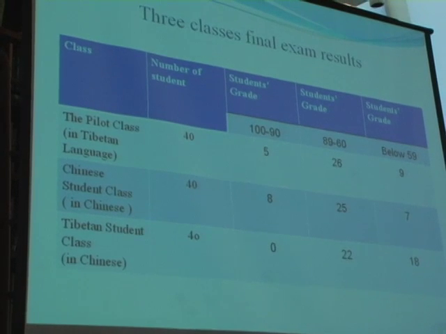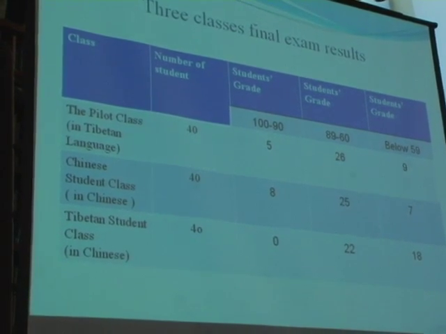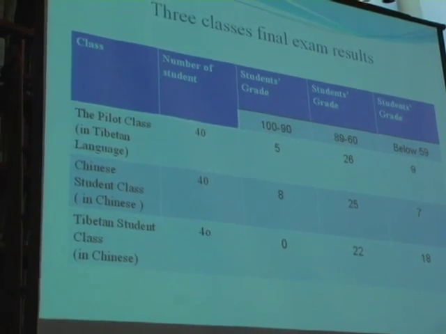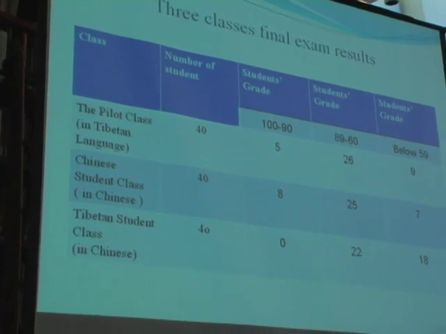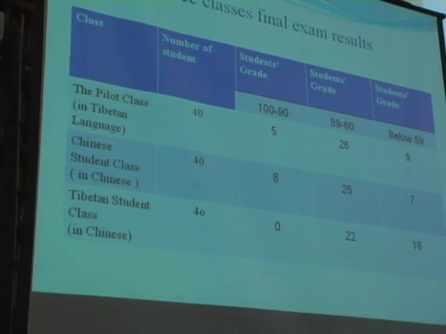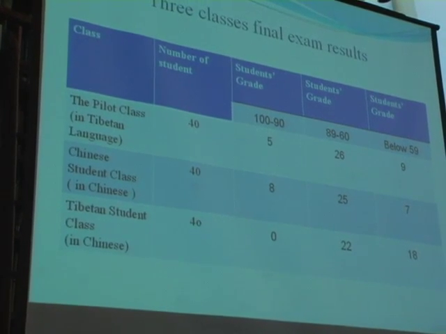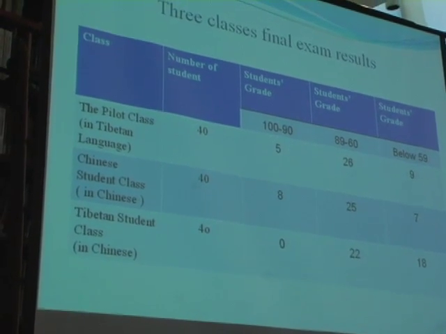And in the Chinese class, these are all Chinese students, using their mother tongue, Chinese, to finish. The exam is exactly the same. The exam paper is exactly the same; the difference is I just translated it into Tibetan or from Tibetan into Chinese. But in the Tibetan student class, there is zero. No student can get a grade between 90 to 100. So this is a big, big difference in how the students can understand the concepts or understand the classes.